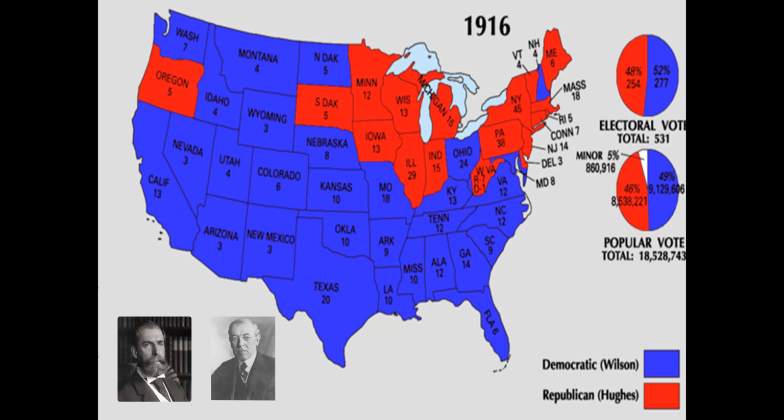And in the popular vote, Wilson got 49%, Hughes got 46%, and then there was a 5% third party out of 18,528,743 voters. And you see where it fell along the lines there. Those that voted Democratic in the blue, those that voted Republican in the red. And so Woodrow Wilson will be president for 4 more years. Now, I don't know whether the Europeans consider that a good thing because they've been trying to get the United States into the war desperately.